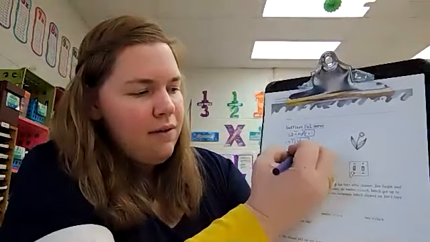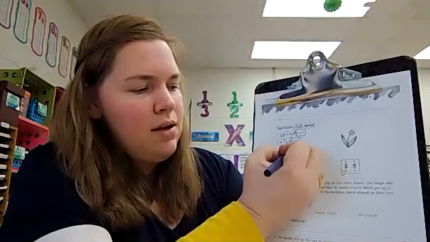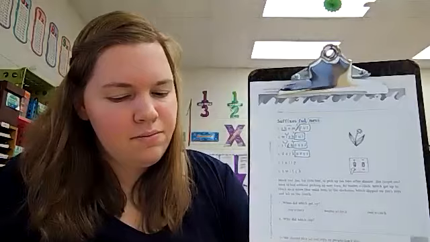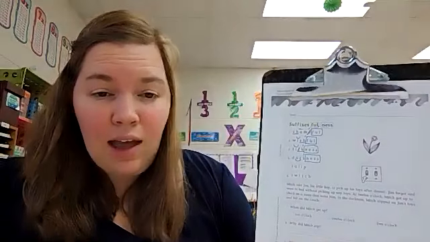Number four has a suffix, suffix N-E-S-S. Again, put a box around that and your accent mark. In the root word, we have a combination. We have combination A-R. Put an arc underneath that. So the root word is darkness, darkness.